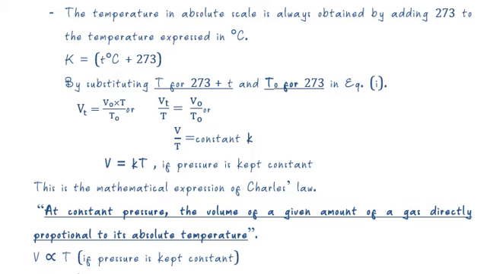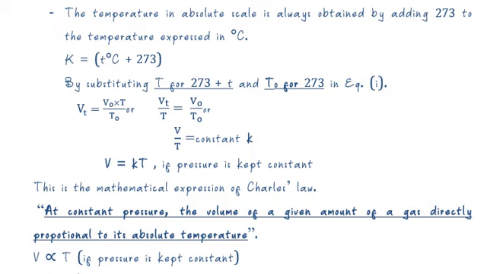The temperature on the absolute scale is always obtained by adding 273 to the temperature expressed in degrees Celsius. K = T degrees Celsius + 273. By substituting T for 273 + T, and T0 for 273, in the equation, Vt = V0 × T/T0, or Vt/T = V0/T0. V/T is equal to a constant K. So V = KT if pressure is kept constant. This is the mathematical expression of Charles' law.